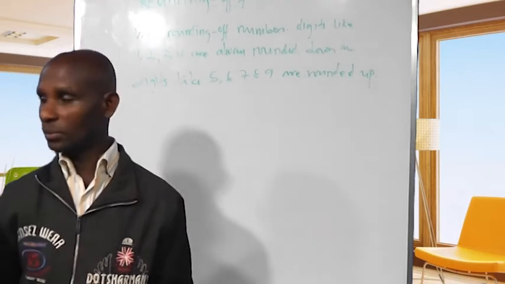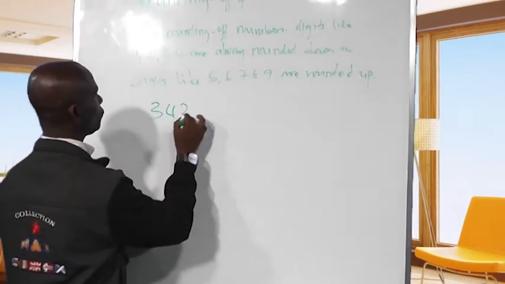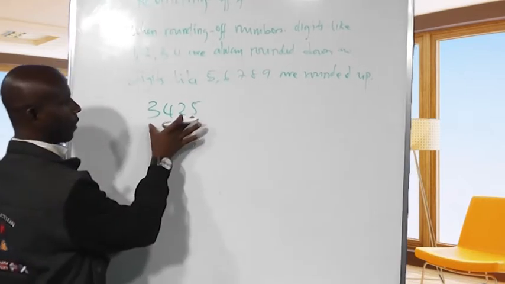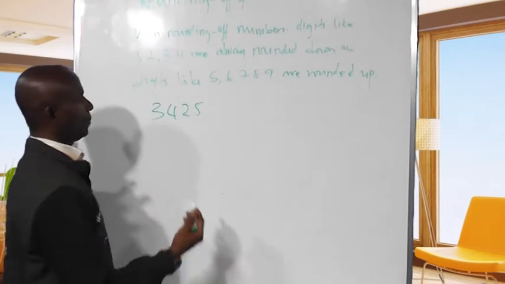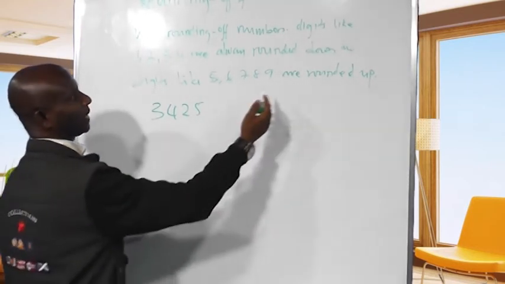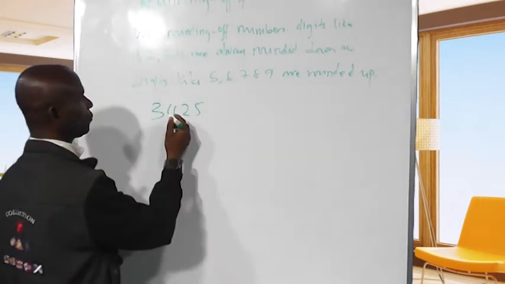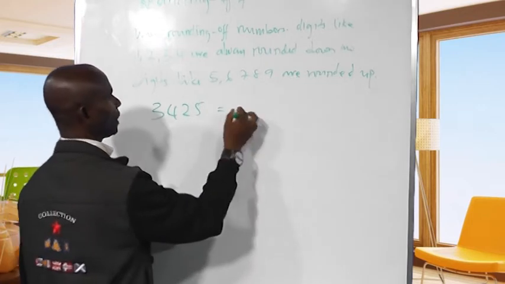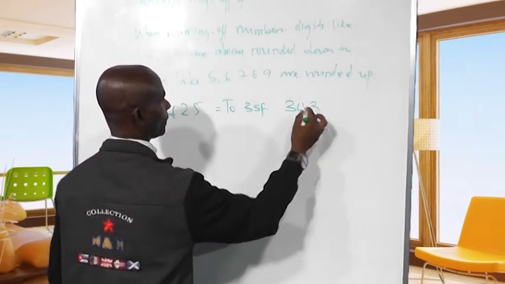Let's see some examples. If we have a number like 3425, we can round off this number to 3 significant figures. When we talk of 3 significant figures, this 5 that is at the end, we round it up because it falls between 5, 6, 7, 8 and 9. So this number to 3 significant figures will give us something like 343.